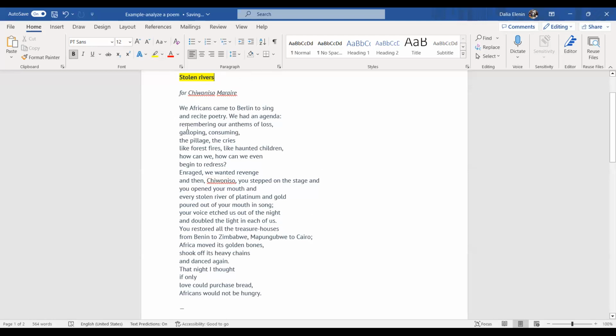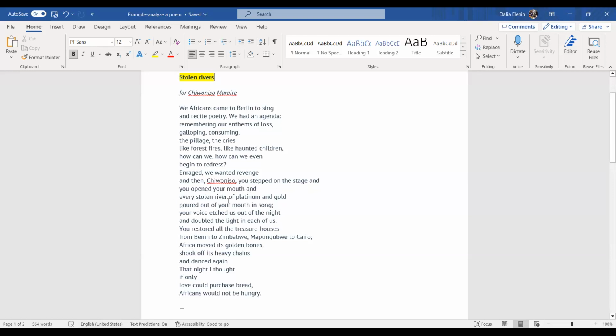We Africans came to Berlin to sing and recite poetry. We had an agenda, remembering our anthems of loss, galloping, consuming, the pillage, the cries, like forest fires, like haunted children. How can we even begin to redress? Enraged, we wanted revenge.